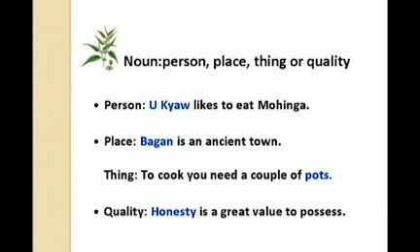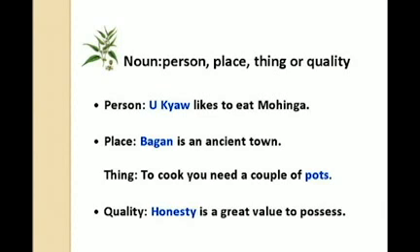A noun functions as a subject or object of a verb, and it can be modified by an adjective. Let's study some examples. Ujo likes to eat moringa. Here, Ujo is a person, and so it is a noun. Bagan is an ancient town. Here, Bagan is a place, and so it is a noun.